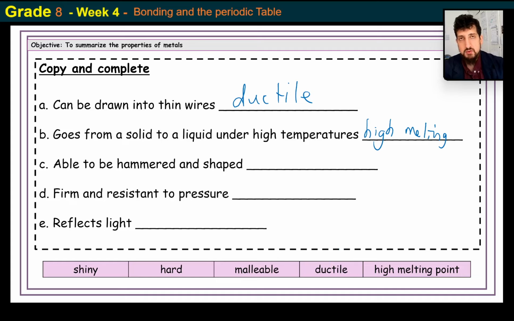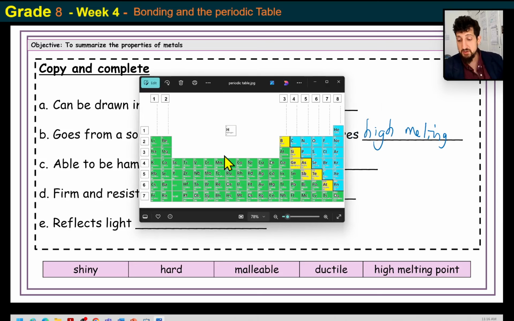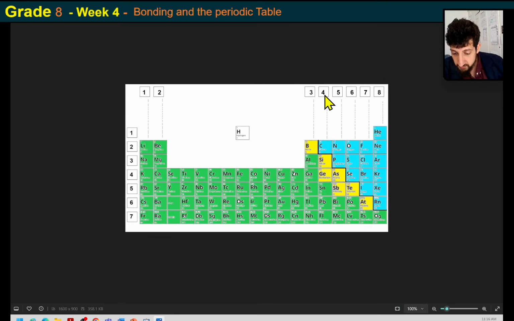The exception to the rule is mercury. It's liquid at room temperature. It's a transition metal, but it's liquid at room temperature. So this is mercury over here. Where is it? It's a transition metal, and it is liquid at room temperature. Here it is, mercury.